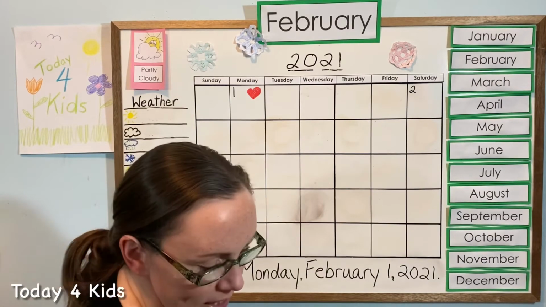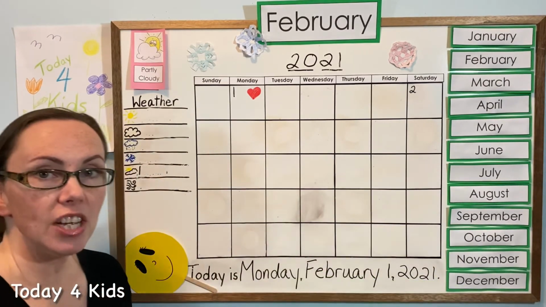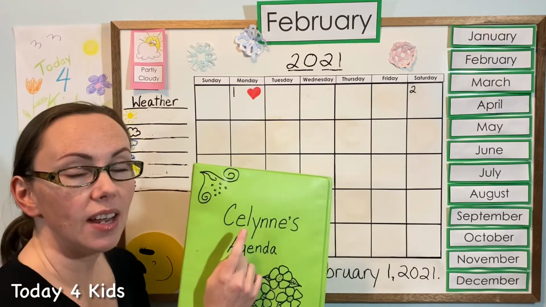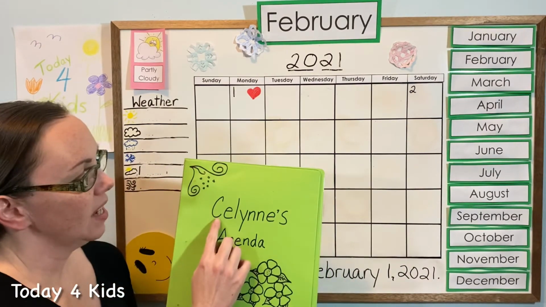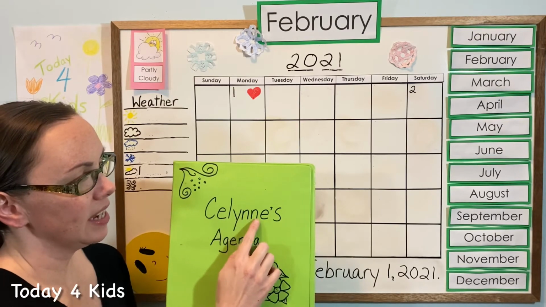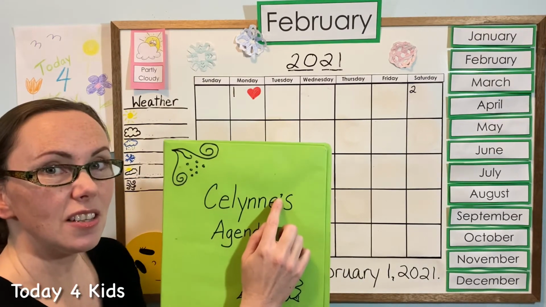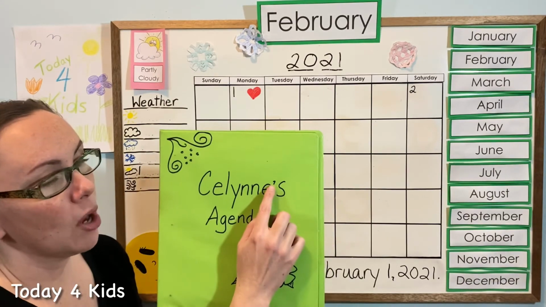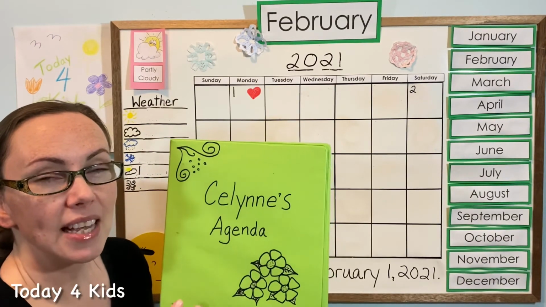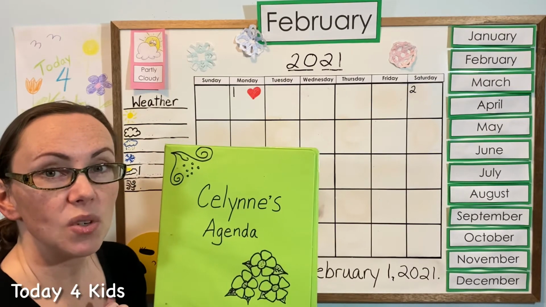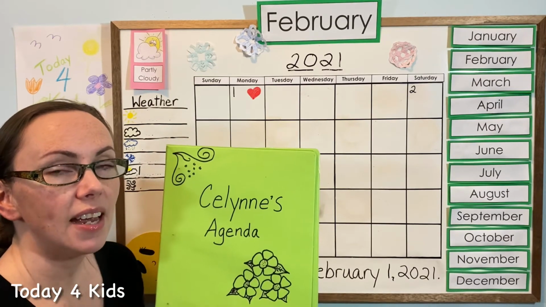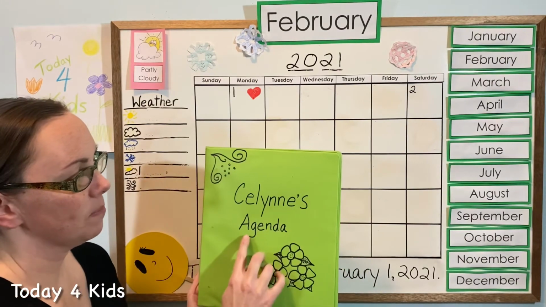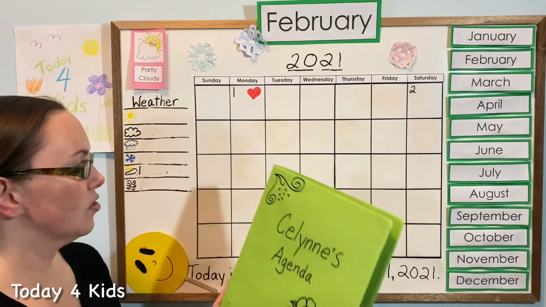So next I'm going to do our agenda. Do you have your agenda ready? This is my agenda, and I put my name on it so that everybody knows it's my agenda. And I spell my name Celynne, and then right here, this little mark, that's an apostrophe and then an S. When you put an apostrophe S at the end of someone's name, that's how people know that it's yours. So this says Celynne's agenda. Don't forget that apostrophe S.